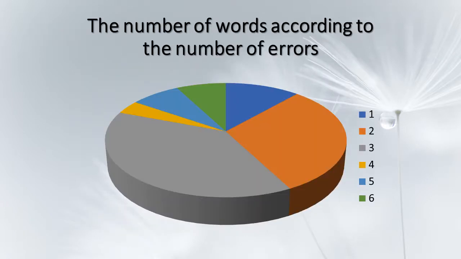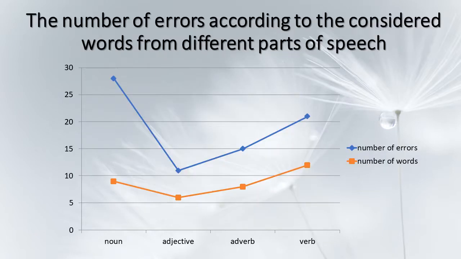Now here is a diagram of the number of words according to the number of errors. As we can see, most of the considered words have 2 or 3 errors in the morphological analysis that was performed by the program. The number of words with other errors is less than half.